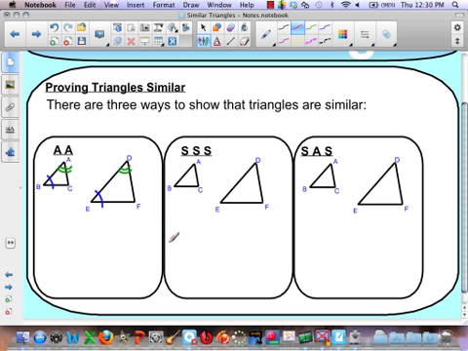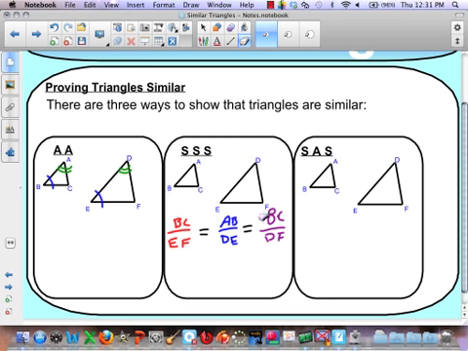are all proportional. So the length of BC to EF is equal to the length of AB to DE, which is equal to DF, no, we'll screw that up, DC over DF. And I did screw that up. That should be AC.